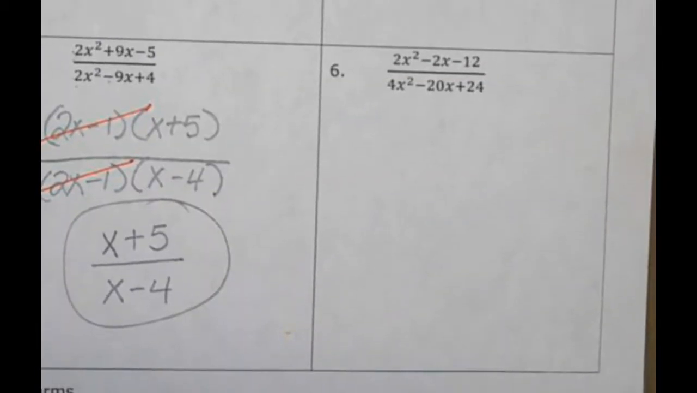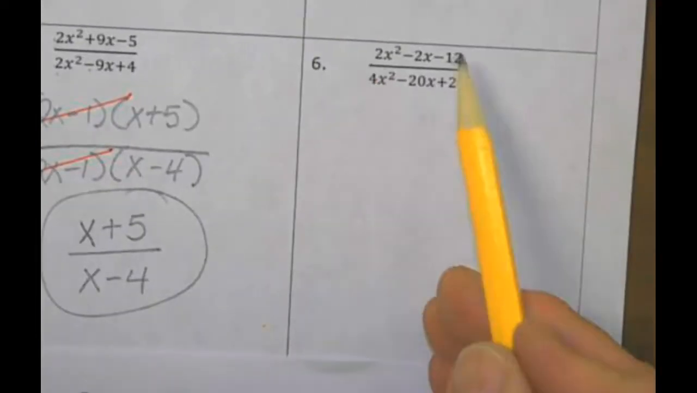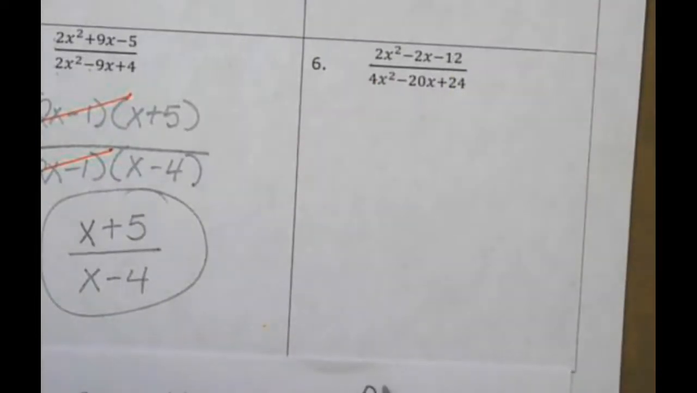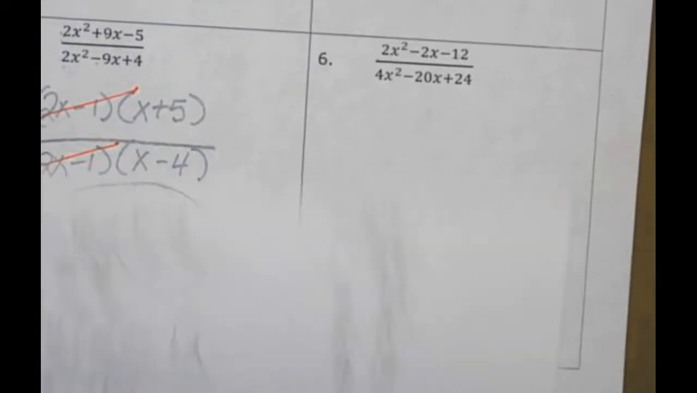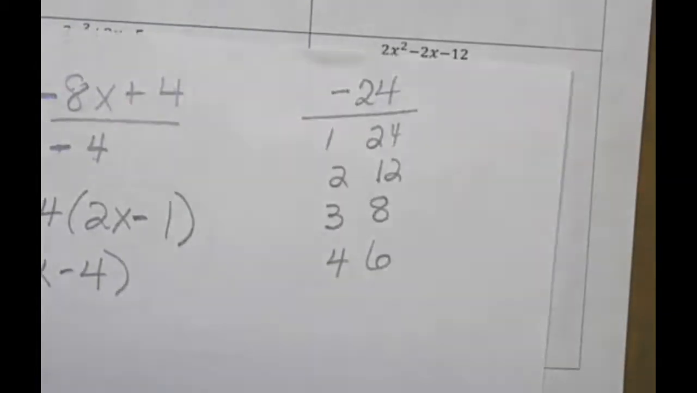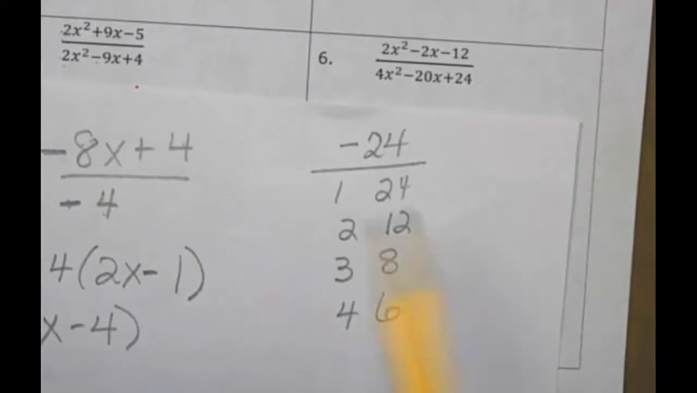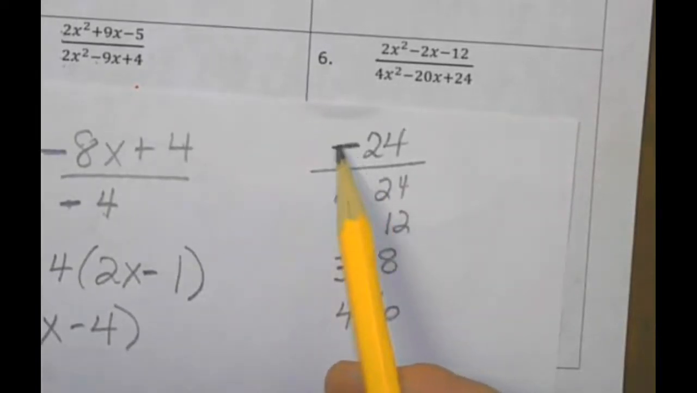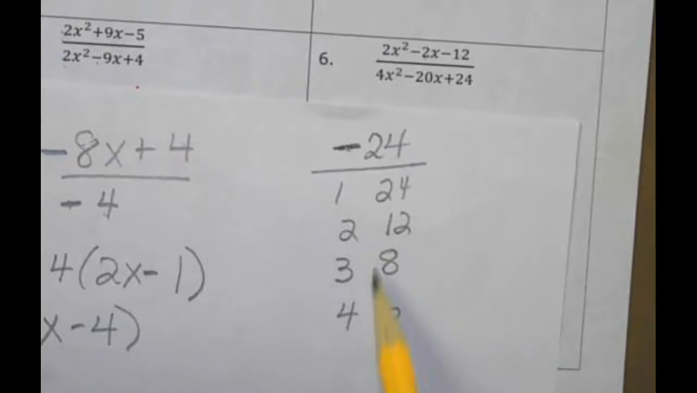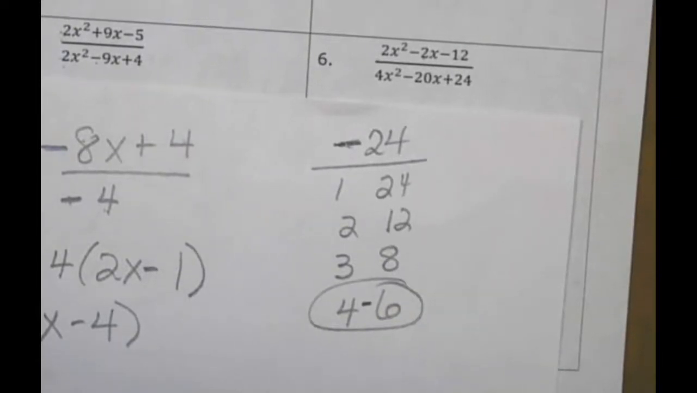Problem number 6. 2 times 12 is -24. The factors of 24 are 1 and 24, 2 and 12, 3 and 8, 4 and 6. Those are the factors of 24. I need a pair that are going to have different signs and equal to -2. If the signs are like that, they would equal -2.